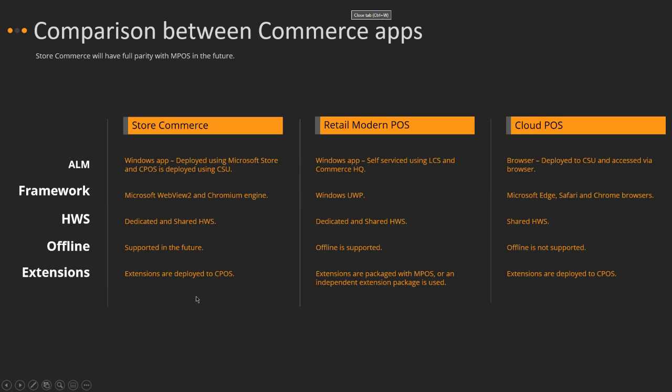Then for extensions, when you do some customizing, either from getting the SDK from GitHub or from the old retail SDK, you build the extension, package it, and deploy it to the cloud point of sale, and your Store Commerce app automatically renders it. Similarly, the extension for retail modern POS is also the same. You write the same extension code; how it gets packaged and deployed to different application types is what varies. If you want to deploy to Store Commerce, you package it as a cloud POS extension. If you want to deploy to modern point of sale, you package it as a modern point of sale extension. That's the only difference.